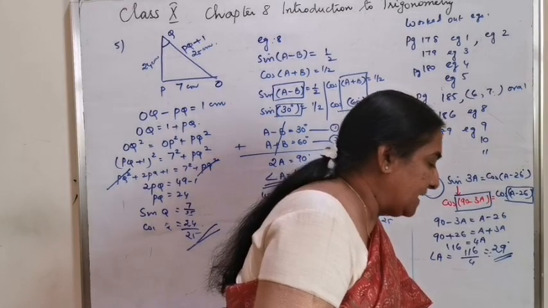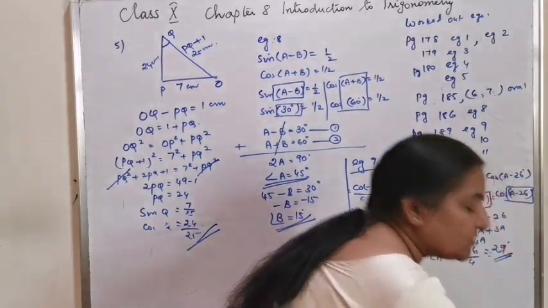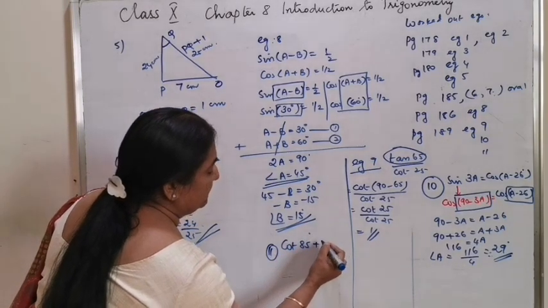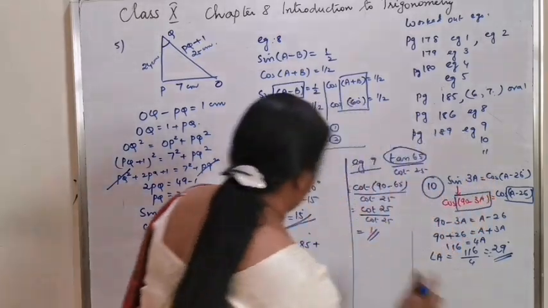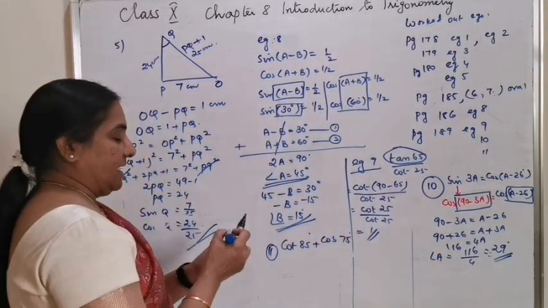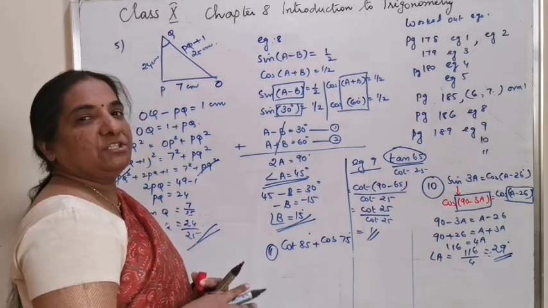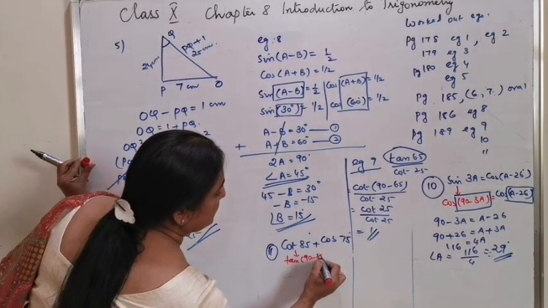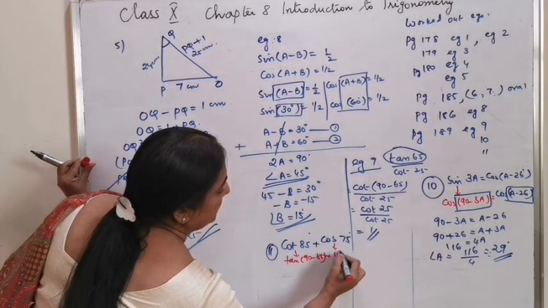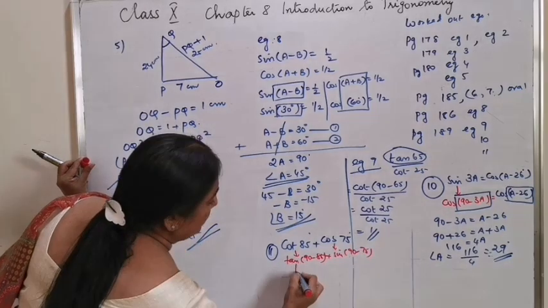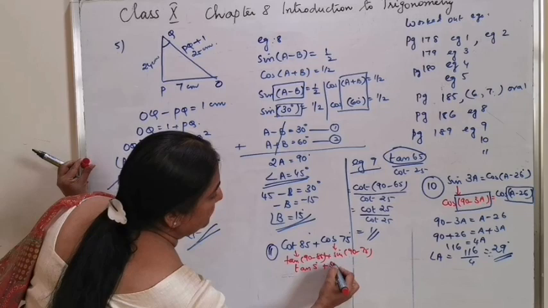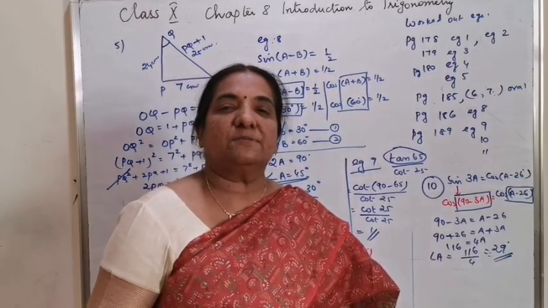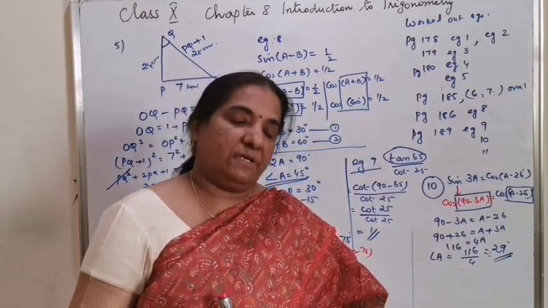And the last one, 11. Express cot 85 plus cos 75 in terms of angles between 0 and 45. Change both using complementary: tan 90 minus 85 plus sin 90 minus 75. That is tan 5 degree plus sin 15 degree. Both 5 degree and 15 degree are angles between 0 and 45 degree.